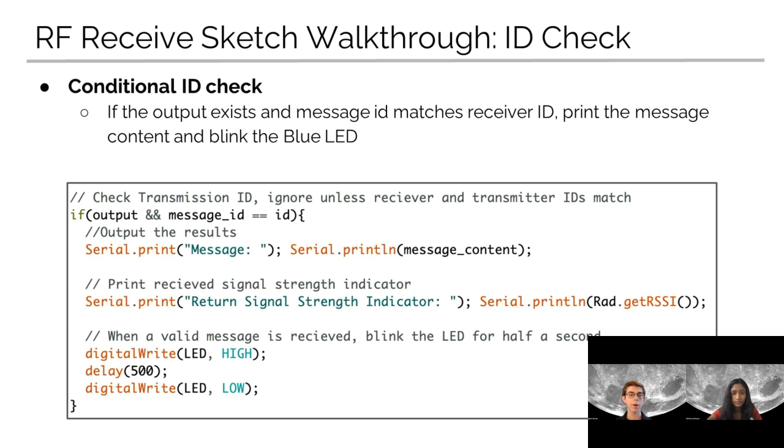Okay, and now we're going to actually do our conditional ID check. So here in our if statement, we have 2 conditions. The first is if the output exists, and the second is if the message ID that we received is the ID that we set in this sketch. So that's why it's important to make sure that your ID value is consistent amongst your sketches. So if those two conditions are true, we will actually print our message content and then blink the blue LED.